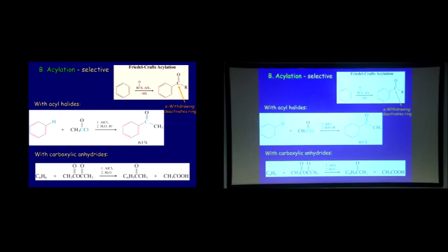An equivalent to an acyl halide is an anhydride, where instead of the leaving group being halide, like chloride, it's actually a carboxylate. So in this case, it would be acetic anhydride. The right half of the molecule acts as a leaving group.